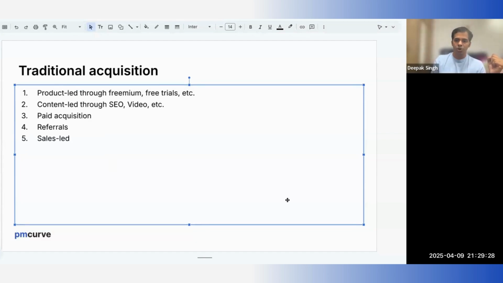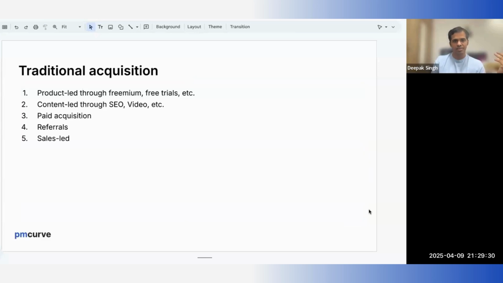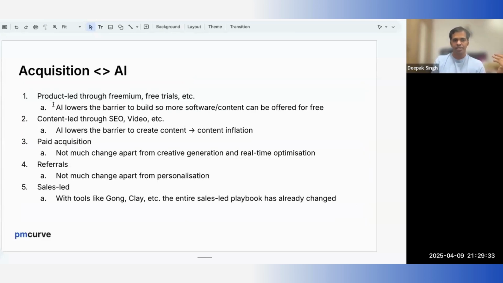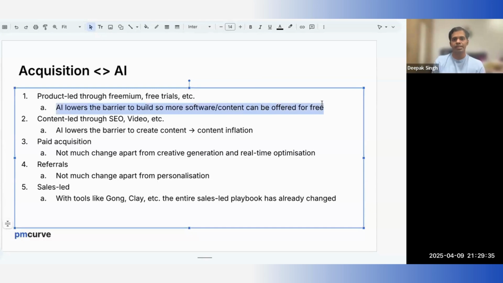Now, if you look at how AI changes this, first thing first, product-led acquisition through freemium or free trials. We just discussed that AI lets you build software faster. AI is extremely good at coding now, which means the cost to build software or content, because AI is also building a lot of video, text and image content, is low. So the barrier to build software or content is actually low, which is why we are seeing social networks flooding with a lot of AI generated content.